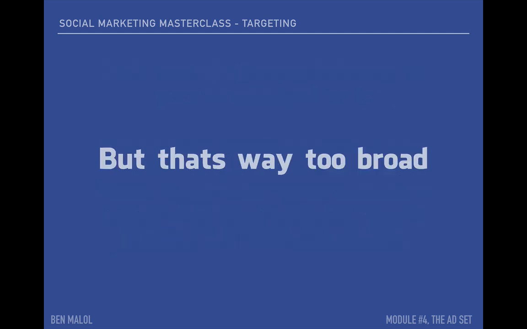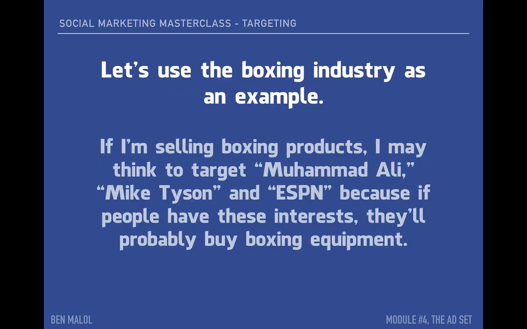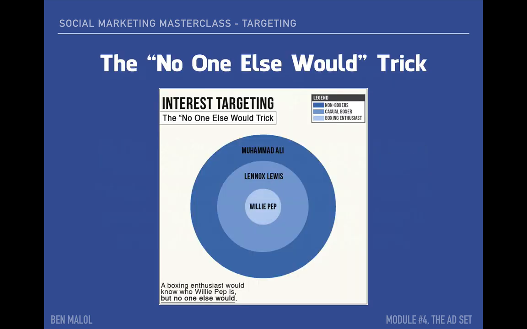But basically, that's way too broad. Okay, now why is that way too broad? Because Muhammad Ali is literally an international celebrity. Anybody can like Muhammad Ali, and I'll get to that as well in a second. What I like to do is the "no one else would" trick. Okay, what is the "no one else would" trick?